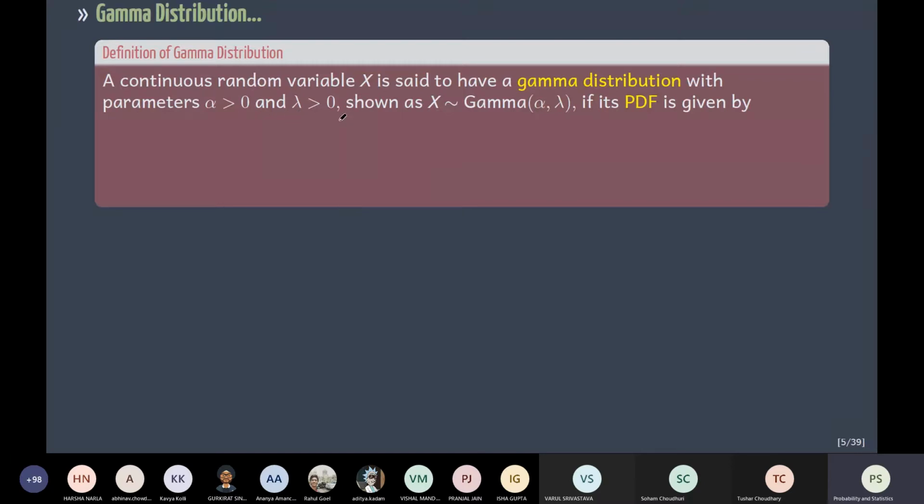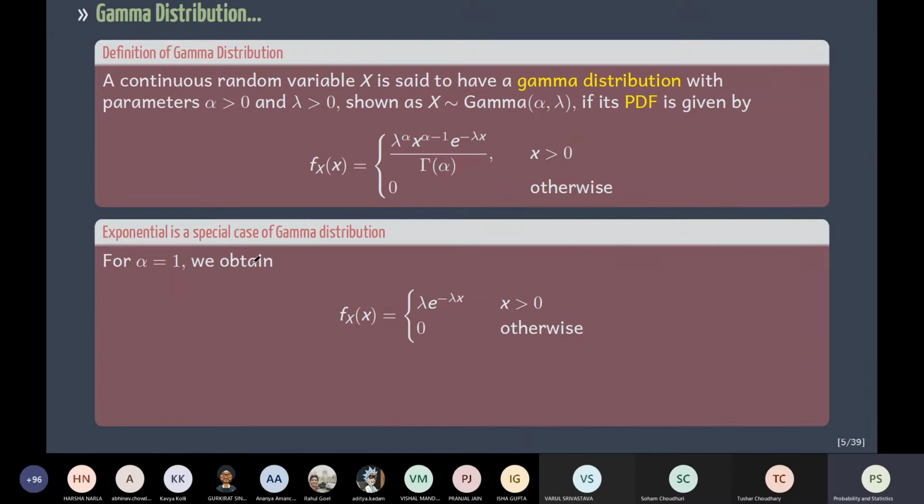With parameter alpha greater than 0 and lambda greater than 0, we denote it like this. X follows a gamma distribution with parameter alpha and lambda if the PDF is given by this. It looks a bit complicated, but this is the PDF, defined for x greater than 0, so the range is from 0 to infinity. As a special case, if you substitute alpha equals 1, you will see that the PDF becomes this, and this is the familiar exponential distribution that you may recall.